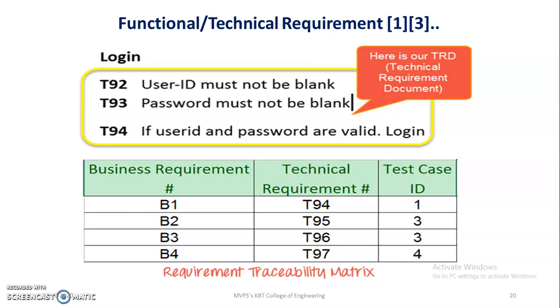In the technical requirement document, there is a technical requirement ID and a technical requirement specification. Okay, and the table shown is basically the requirement traceability matrix, that is business requirement, then technical requirement and test case ID. The business requirement ID is B1, the technical requirement ID is T92 and the test case ID is 1. So this is all about BRD, TRD and FRD. Okay.